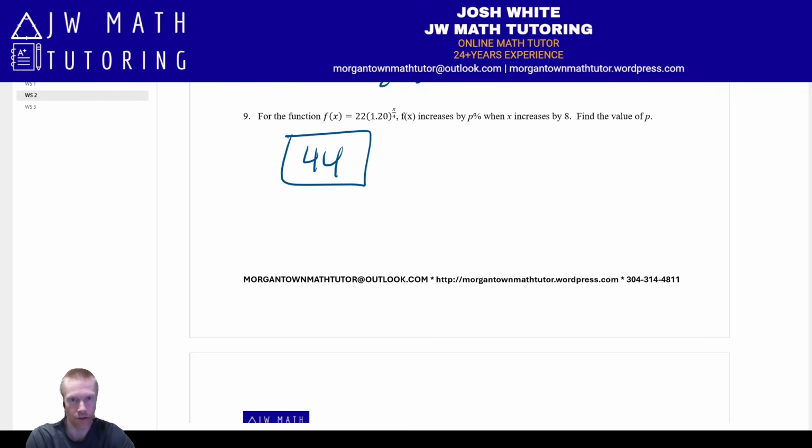Essentially what's happening is, every time you increase x by 8, this 1.20 is being squared. And so when you do that, 1.2 times 1.2, you get 1.44, and that just corresponds to a 44% increase. Subtract 1 from it, 0.44, that's the decimal, that's 44%.